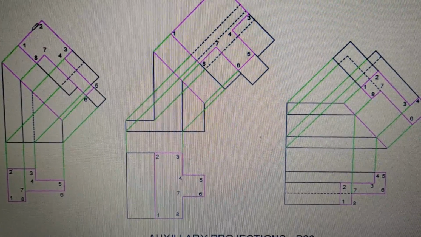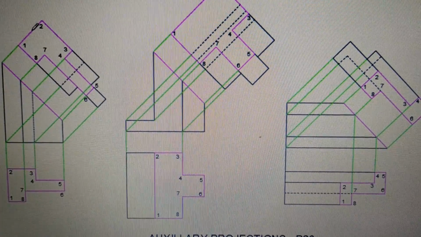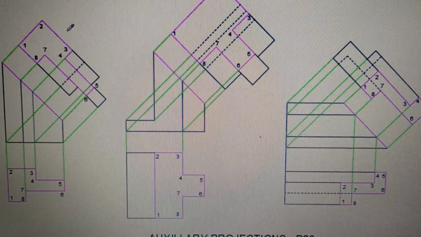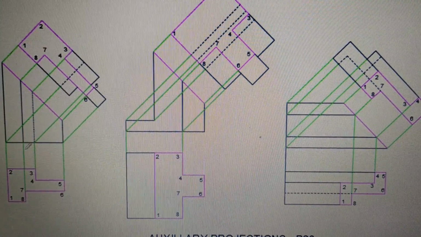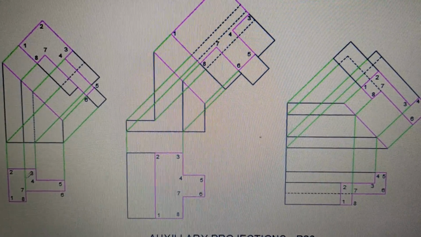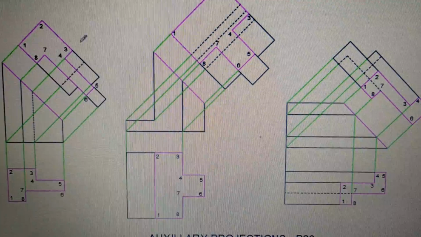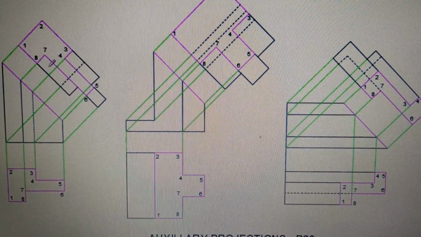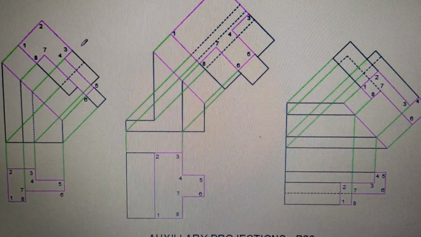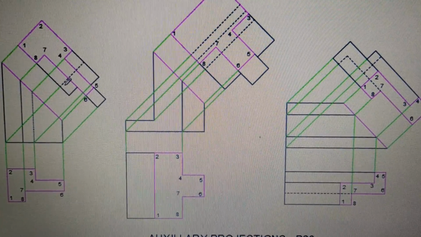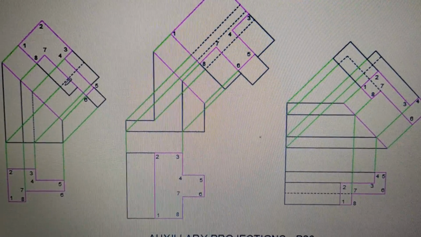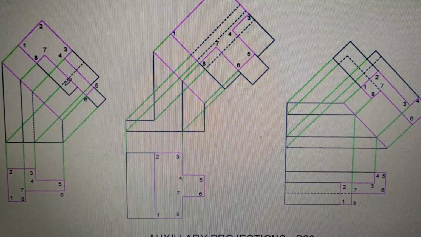Now our question is, how do we draw this? What you see here is the answer. But what is given to you as data is this: you are given the front view and the top view, and you have to draw the projection. Whatever you see in this direction, that you have to draw, which is what I have drawn over here. Now how do we proceed? Let us see.